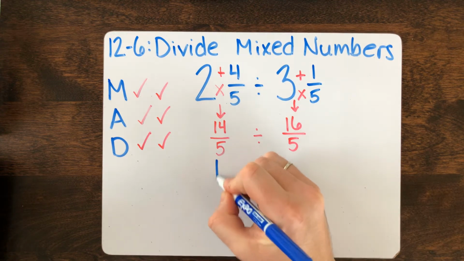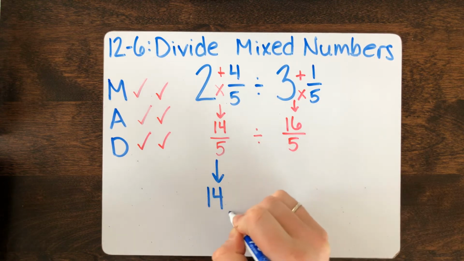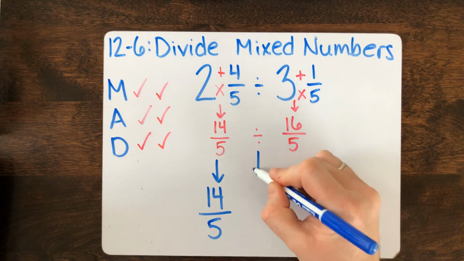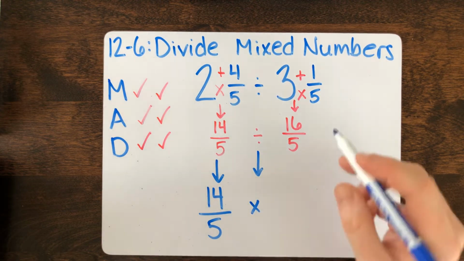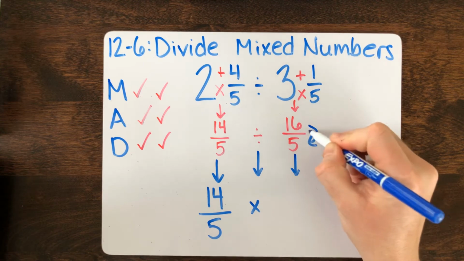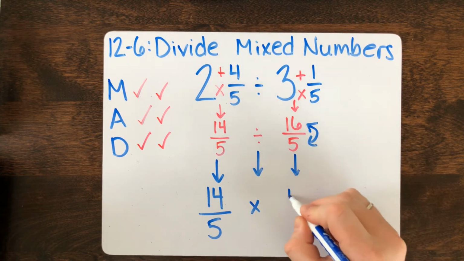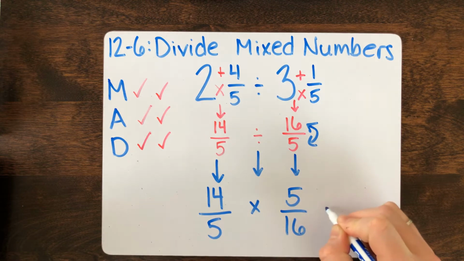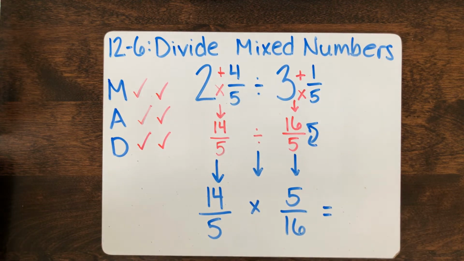So now we can just keep, change the division to multiplication, and then flip or find the reciprocal of 16/5, and we get 5/16. Now, I don't know about you, but I don't feel like multiplying 14 times 5 and 5 times 16. Instead, I'm going to teach you a little trick, and I like to call it pre-simplification. And basically that means simplifying this problem before we even multiply straight across.